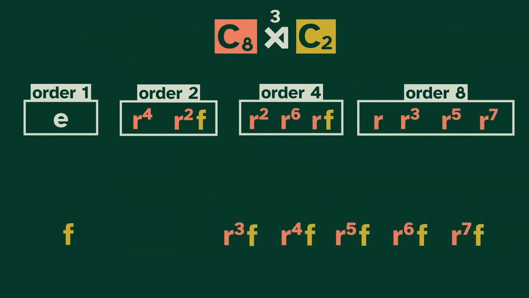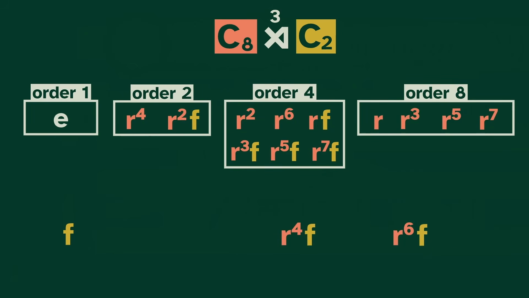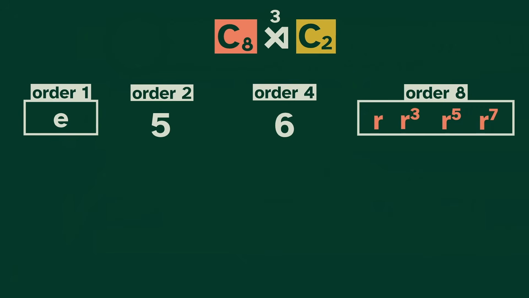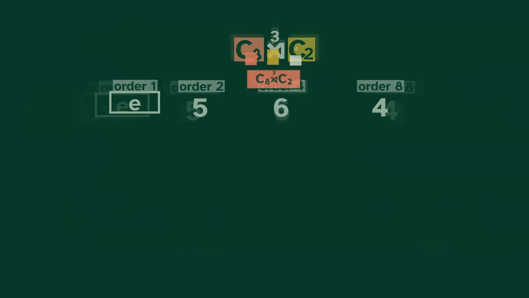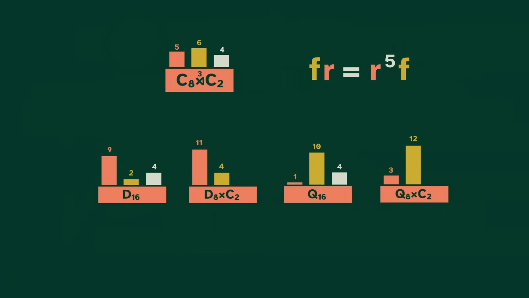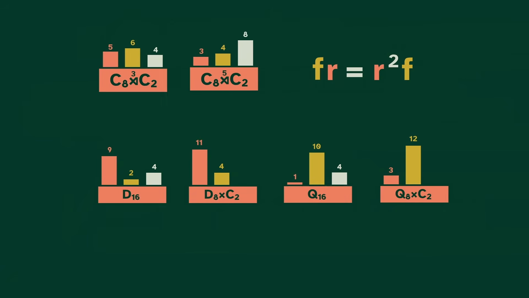Yes, and the other elements with an odd power of r have order 4, and the even powers of r have order 2. So that totals to 5, 6, and 4. Here's the bar chart. It's different. This is a new group. And we can get another new group by sending r to the 5th power. Here's that bar chart. Interesting. What if we send r to r squared?